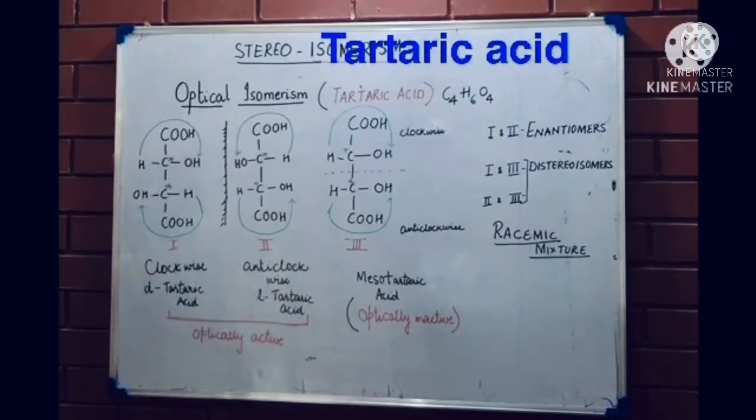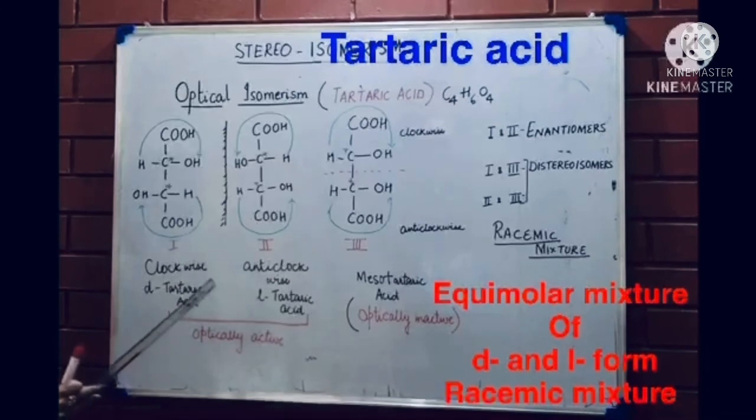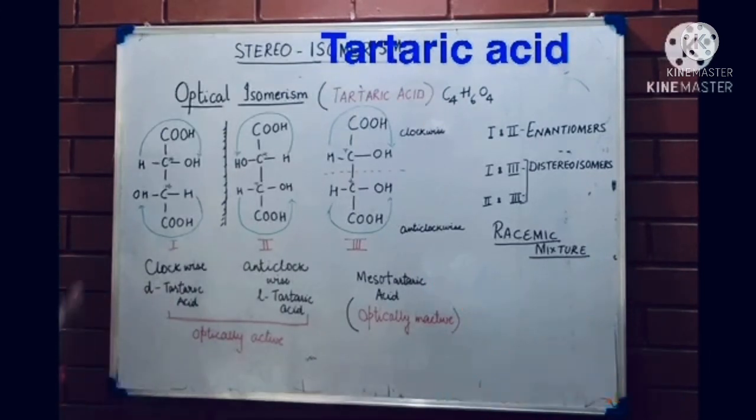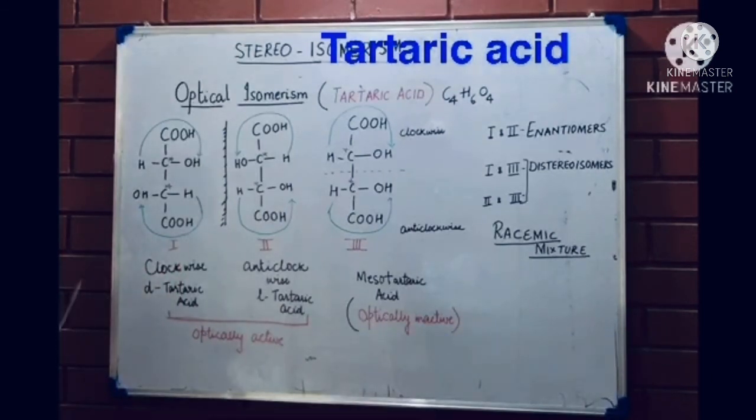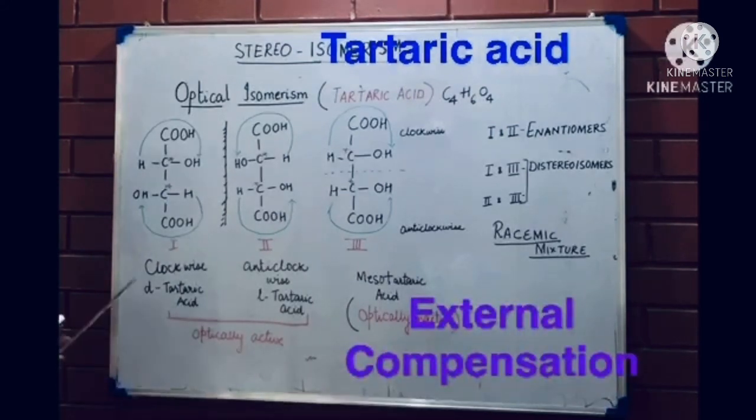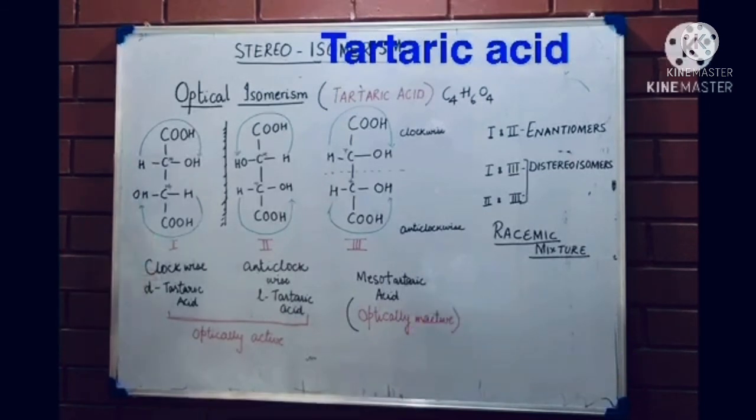The third term I have written is a racemic mixture. A racemic mixture is a mixture. If I take 1 and 2 together, equal amounts of 1 and 2, the mixture will again become optically inactive, because this is moving clockwise, this is moving anti-clockwise. So they are again going to compensate each other, which is called external compensation. So again, a racemic mixture will become optically inactive, and the reason will be that these two compensate from outside. I have taken equal amounts of both of them, and that is why they become optically inactive. Individually, they are optically active, but otherwise they will become optically inactive.